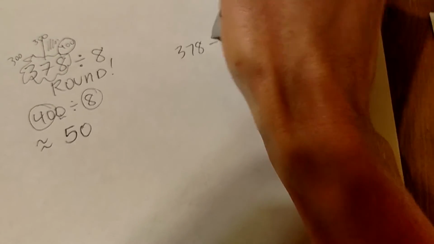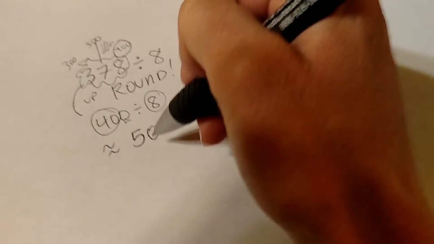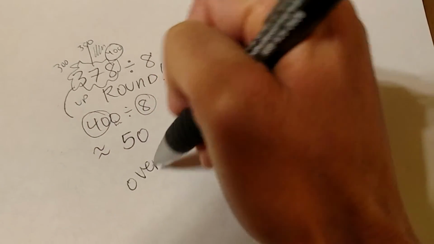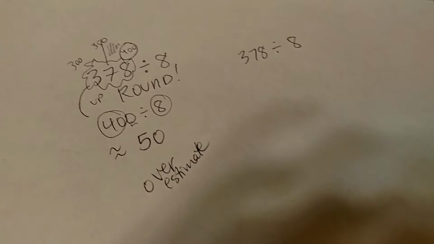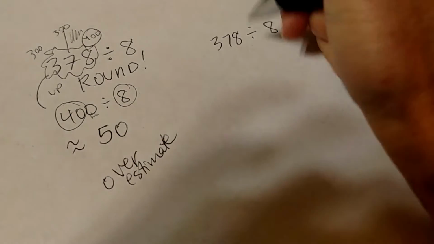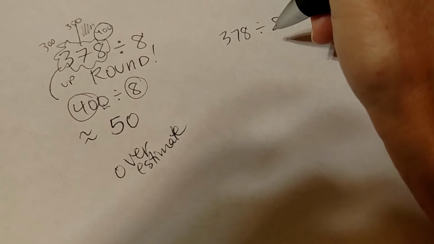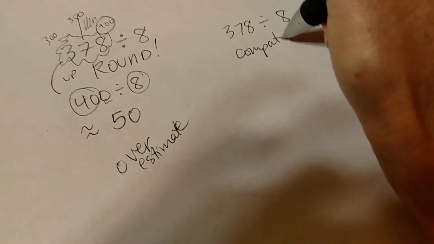And now let's see what we get. In this case, is this an over or underestimate? Well, we took this and rounded it up. It went up. So this and this stayed the same. So this is an overestimate because we rounded it up. Whereas over here, 378 divided by 8, I'm going to use compatible numbers this time.